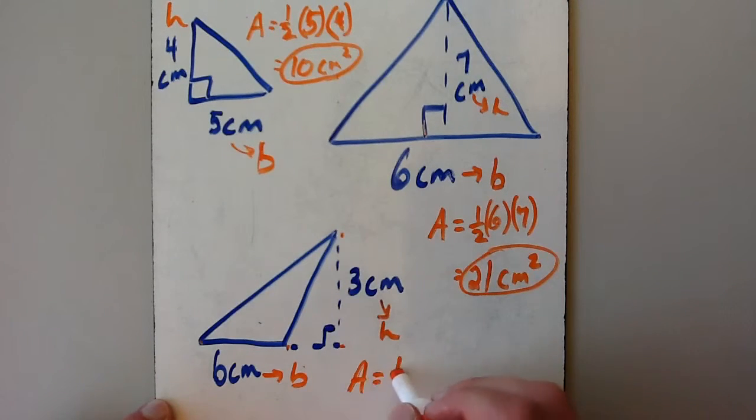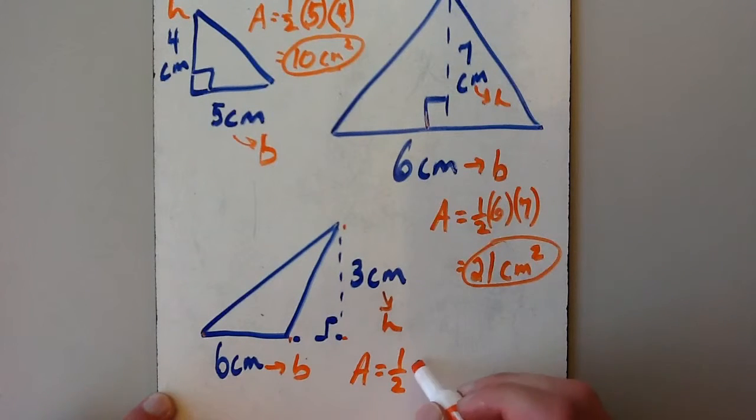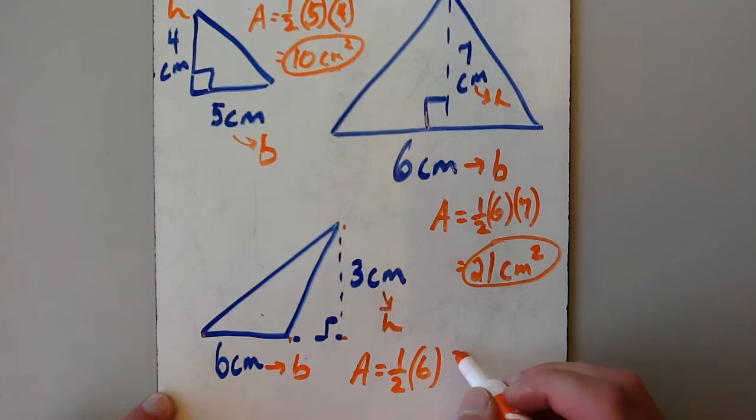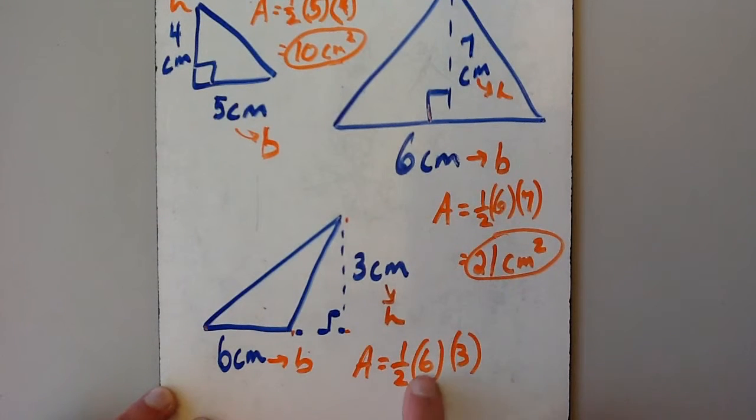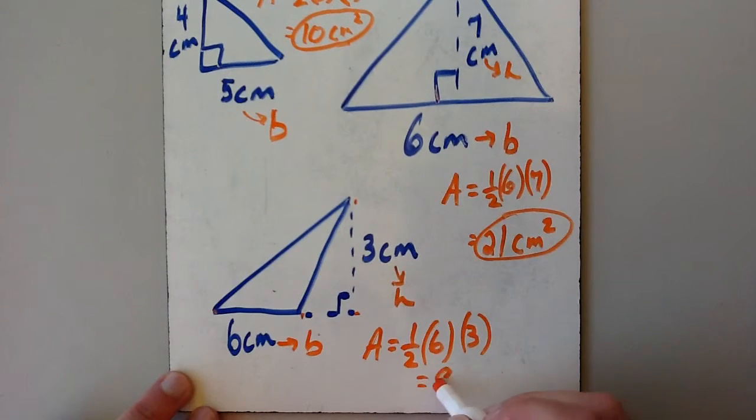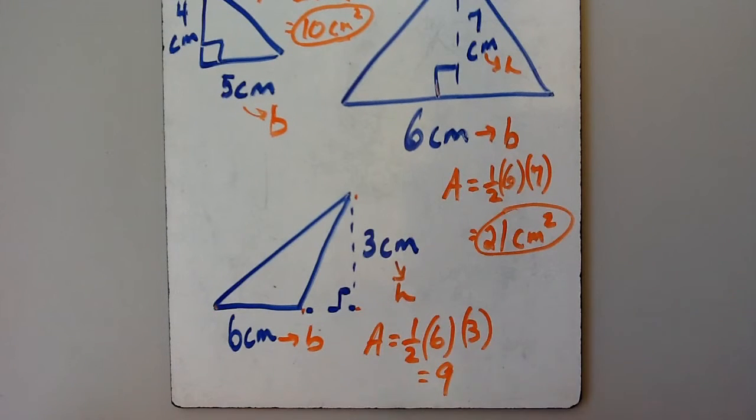So area equals 1/2 times the base of 6 times the height of 3. 6 times 3 is 18, and half of 18 is 9. The last step is to label my units, centimeters squared.